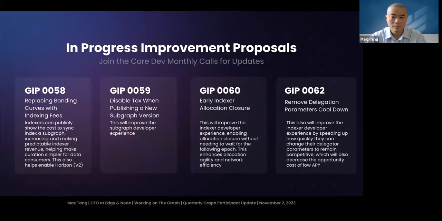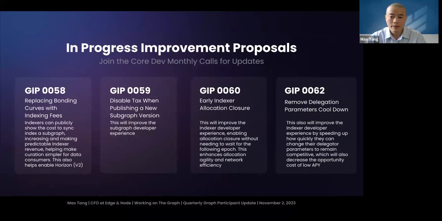Then the next GIP is GIP 60. It enables early allocation closure without having to wait for the following epoch. While GIP 59 aimed to improve subgraph developer experience, GIP 60 aims to improve indexer experience.